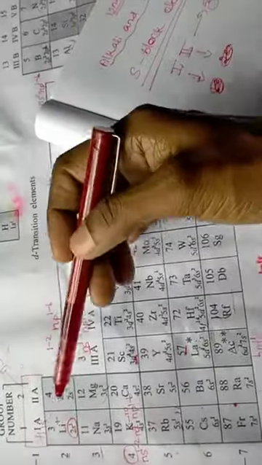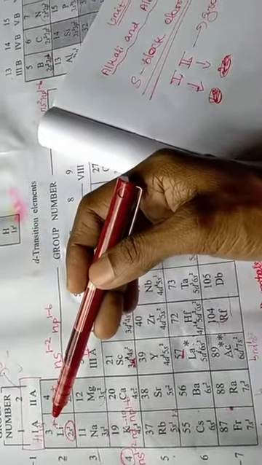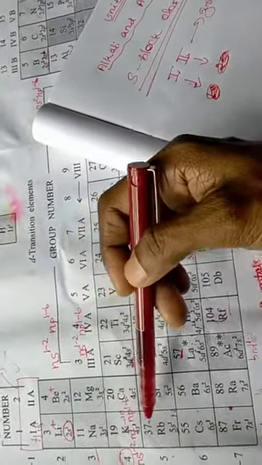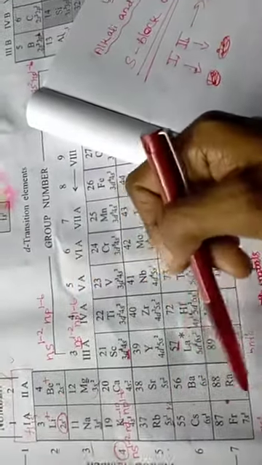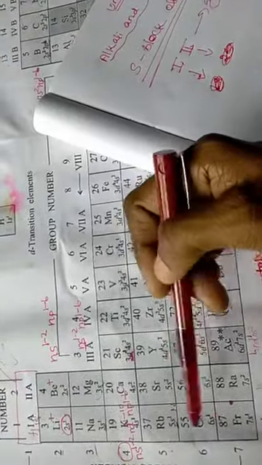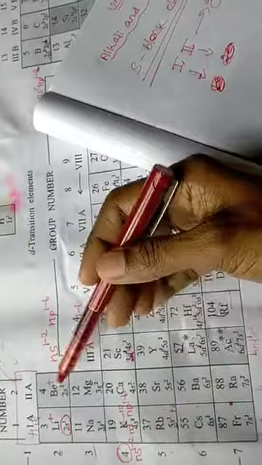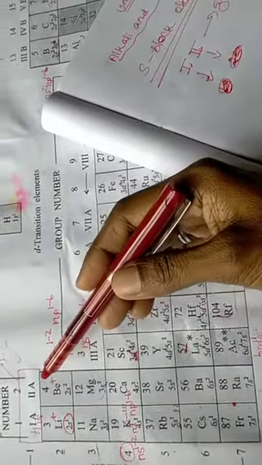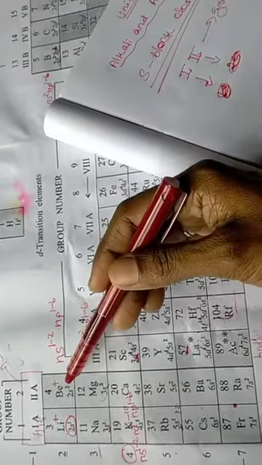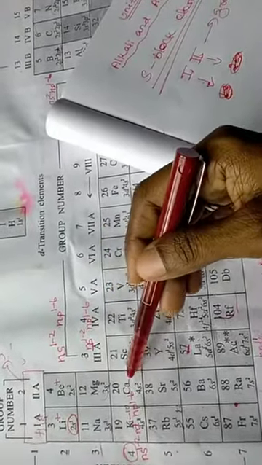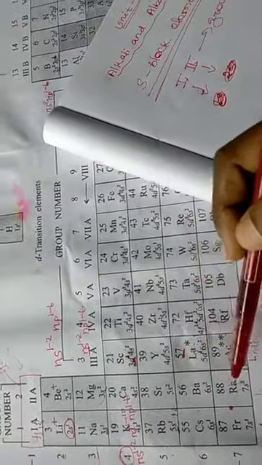So what are the alkali metals we have in the modern periodic table? Lithium, sodium, potassium, rubidium, cesium and francium. These are the alkali metals in the first group. The second group, the alkaline earth metals group, contains beryllium, magnesium, calcium, strontium, barium and radium.